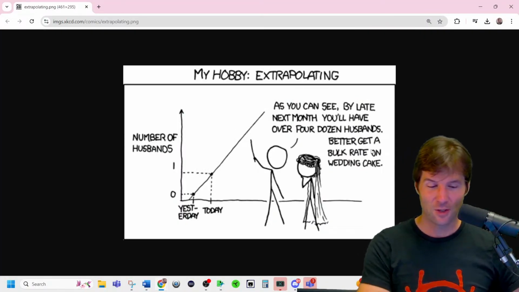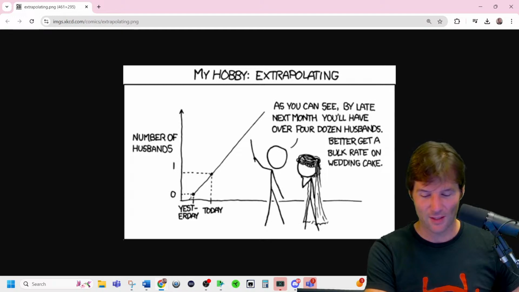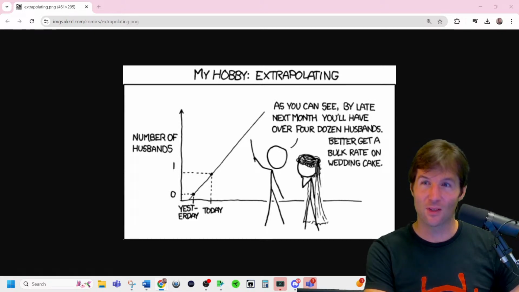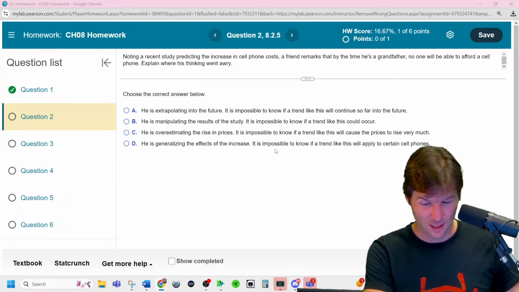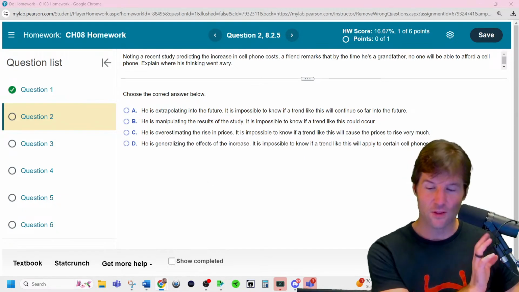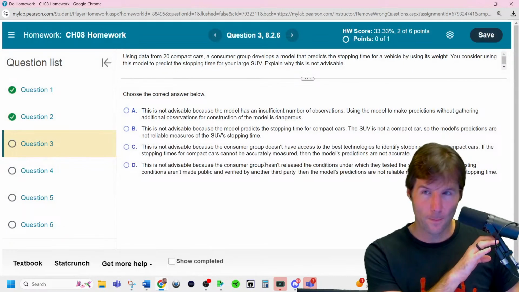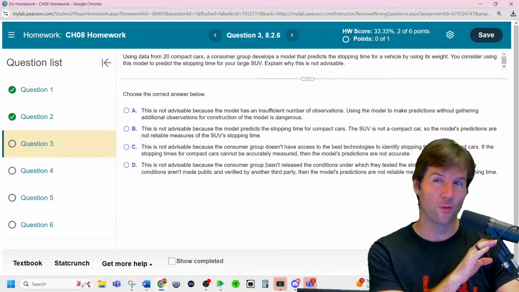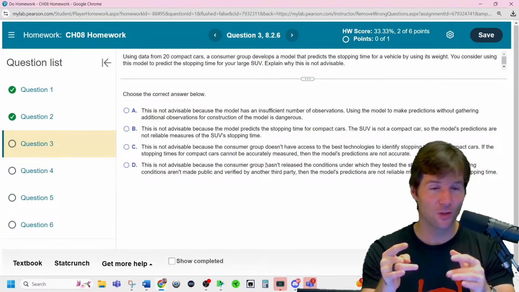This was on the 3, and actually I didn't even put this nice of a version of it. As you can see, by late next month, you'll have over 4 dozen husbands. Better get ready to buy bulk wedding cakes. So yesterday, today, and extrapolating into the future. Clearly they're figuring out a trend from only 2 points. So yes, extrapolating, don't do it. It's bad. This is extrapolation, so we wouldn't really understand the trend going forward. Noel and Braden, let me know if you got questions, and keep those questions coming too.